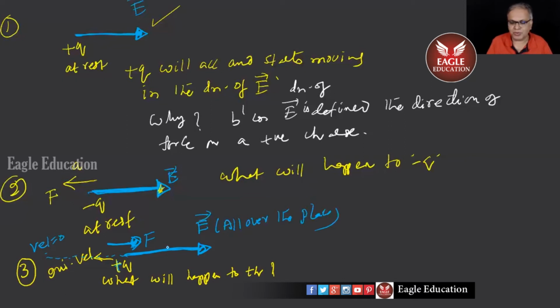When you throw this thing up, isn't the velocity becoming 0 and then coming back? So this is like a gravity thing. I throw a stone this way. So force will act this way. Velocity becomes 0 here. Then it comes back in the direction of E. Do you follow that?